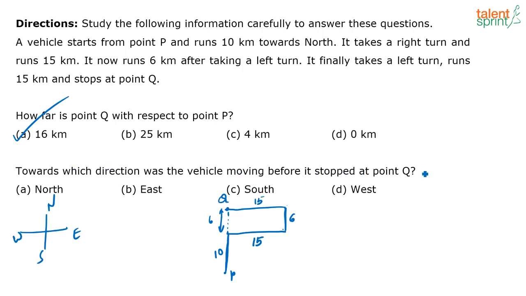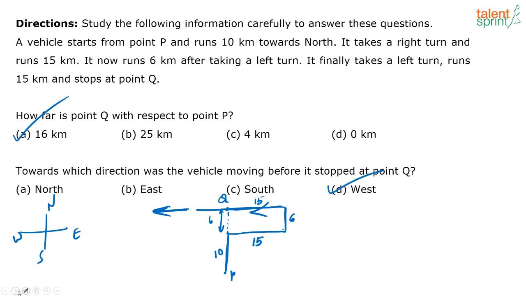So before it stopped at point Q, which direction was the vehicle moving? See, here the vehicle was moving in this direction, correct? This direction is what? West. So the correct answer for the next question is option D, west. Yes, so all of you are giving me the correct answer for this.